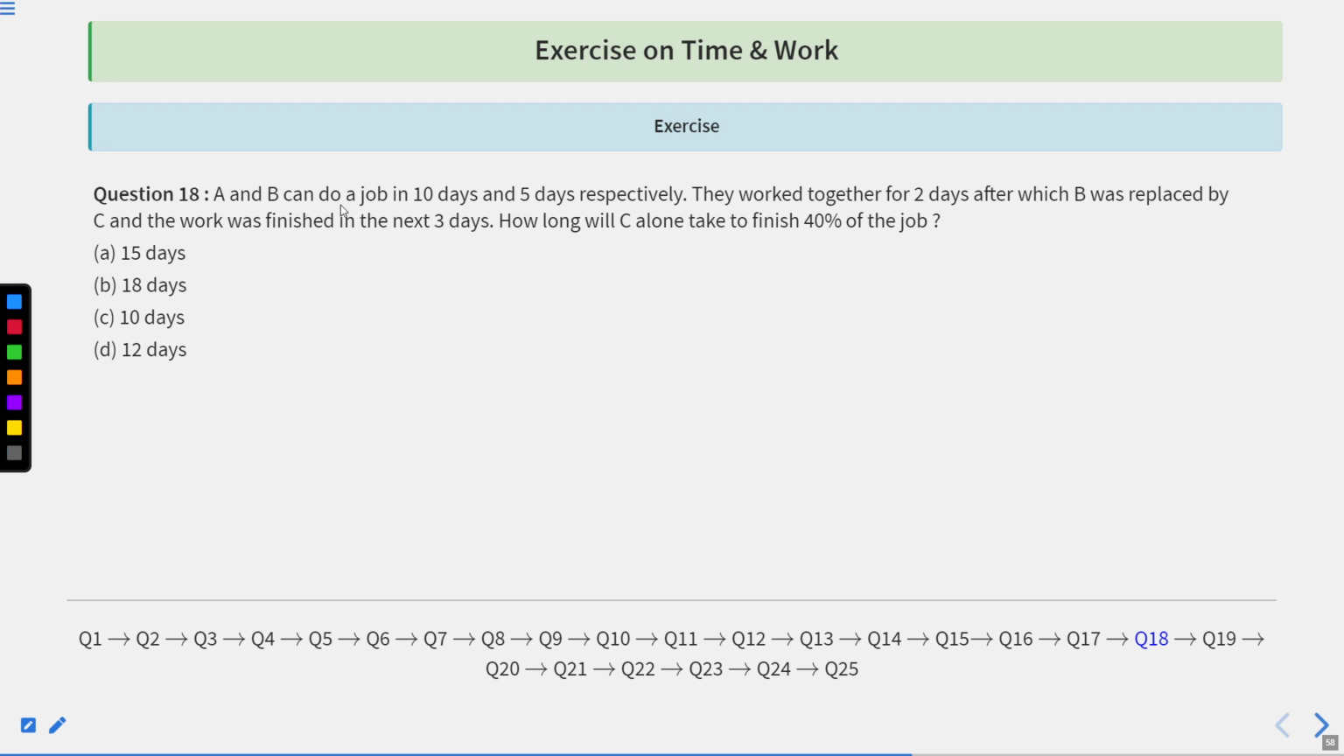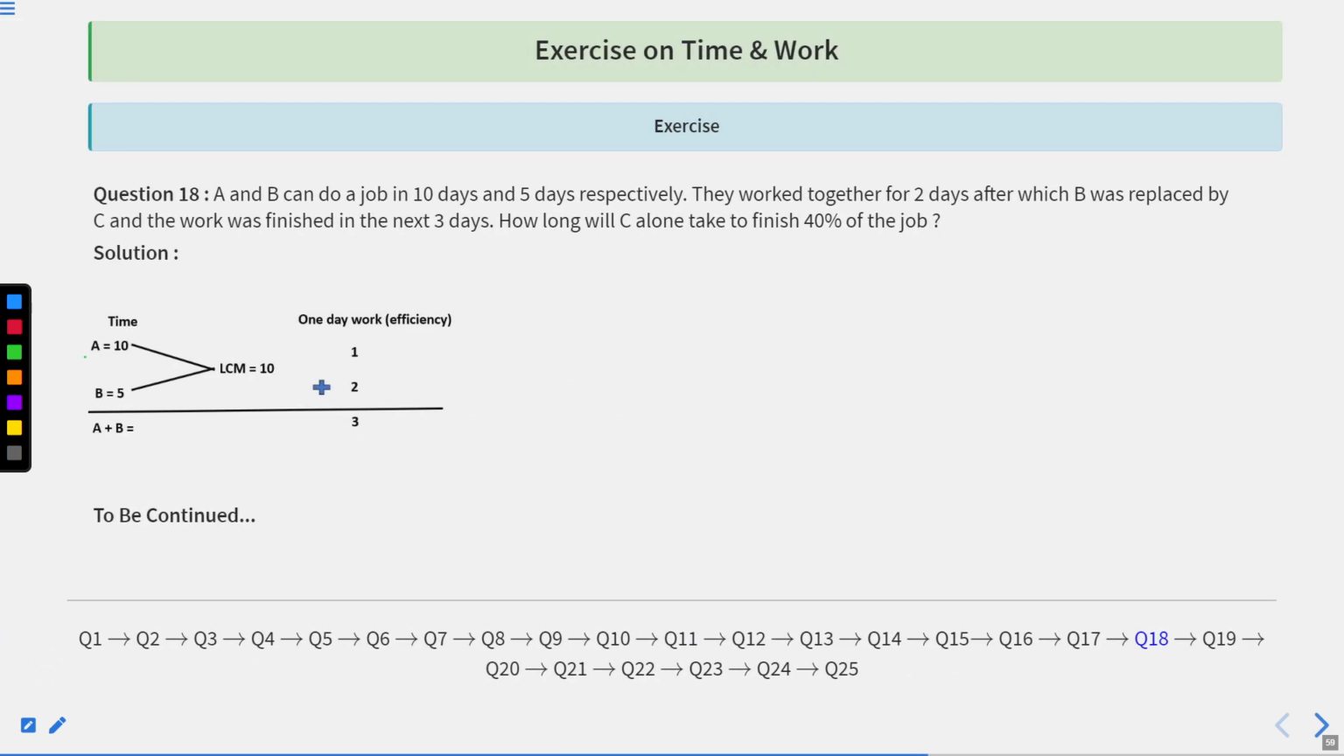A and B can do a job in 10 days and 5 days respectively. They worked together for 2 days, after which B was replaced by C and the work was finished in the next 3 days. How long will C alone take to finish 40% of the job?